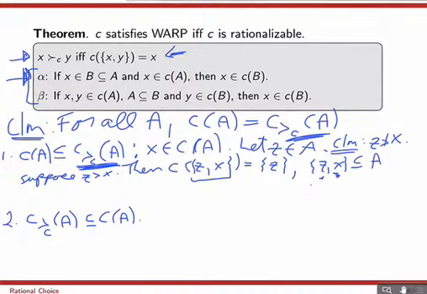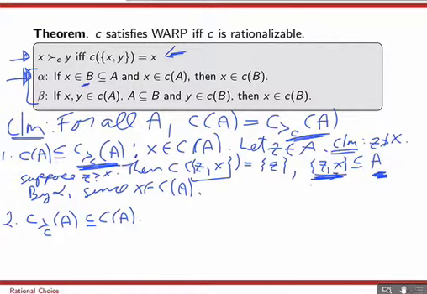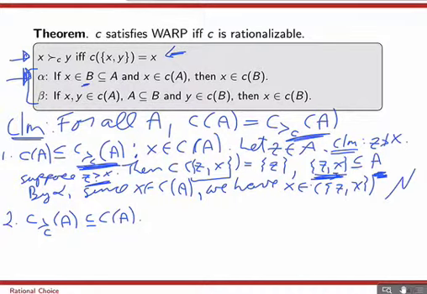So look at Sen's alpha condition, where you let B be the set {Z, X} and let A be the set A. By alpha, since X is in C of A, we have X is in C of {Z, X} in the smaller menu. This is just a direct application of alpha. But that's a contradiction because we were supposing that Z is strictly preferred to X. So Z cannot be strictly preferred to X. Since Z cannot be strictly preferred to X, X is among the best options in A according to the preference relation. So X is an element of this set right here.